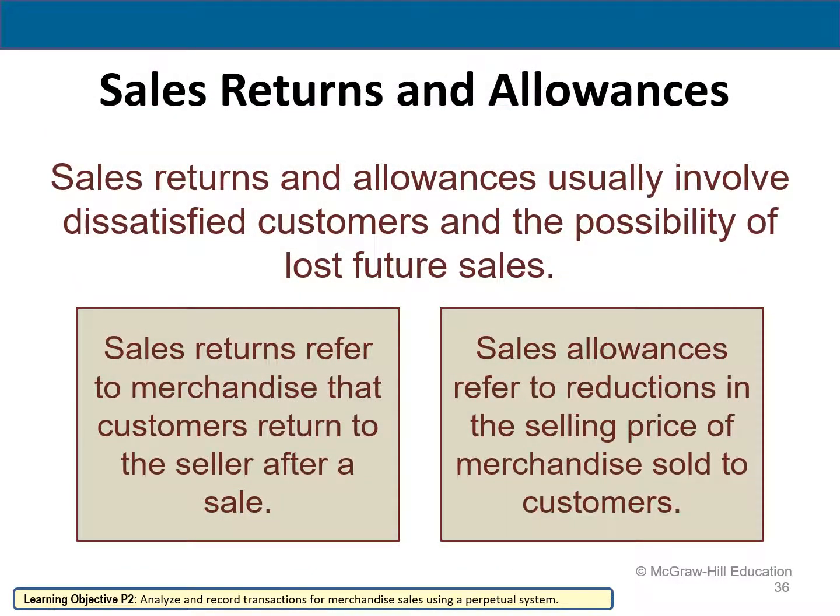All right, so sales returns and allowances. Just like we as the merchandiser can return goods to our supplier, our customers can return goods to us, right? So sales returns and allowances usually involve a dissatisfied customer and the possibility of lost future sales. Sales returns refer to merchandise that a customer returned to the seller after the sale, and allowances refer to reductions in the selling price of the merchandise that's sold to customers. Let's look at how these would work.